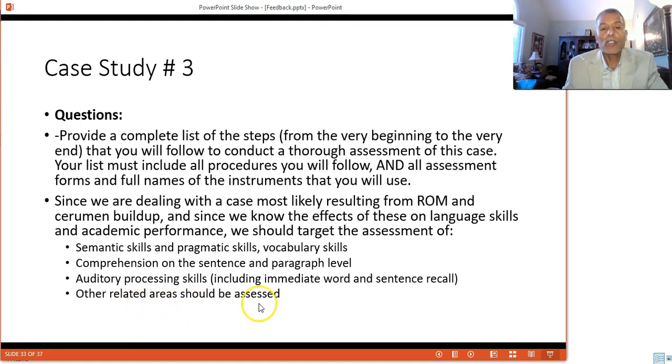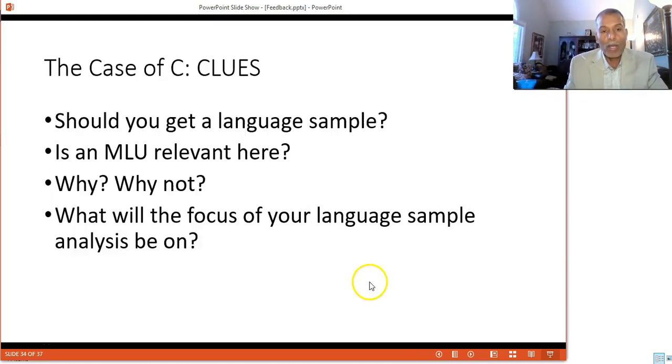Other related areas should be evaluated as well. So you get these, but in order to administer a whole battery, or to get a whole language score, you might have to administer one extra test here or there.